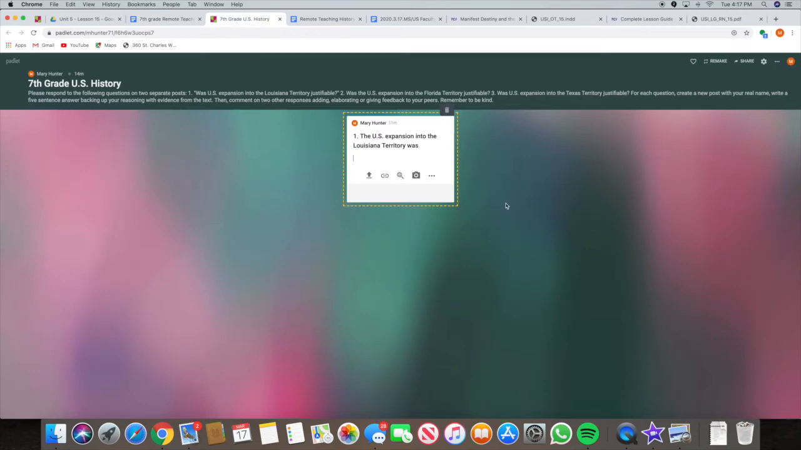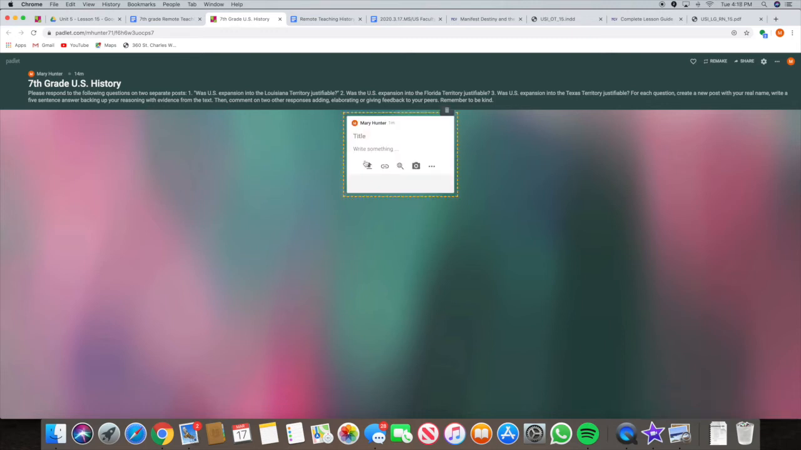So you will have to add another post. Again, make sure it's your full name. Add number two. Okay, so add title number two, the U.S. expansion into Florida was or was not justifiable. Again, that's a 5-sentence answer. Make sure you back up your answer, your reasoning with evidence from the text that you read.